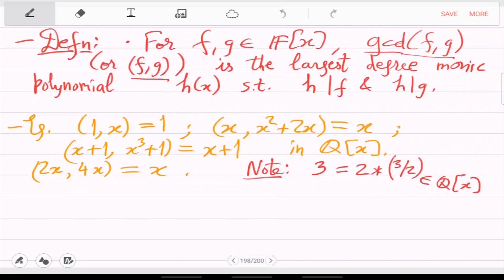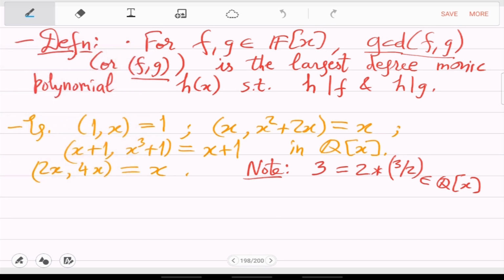Okay, so we saw here that for GCD we have to talk about monic also, otherwise there will be infinitely many GCDs. For 2x and 4x, there are many GCDs, but the monic one is unique. So that is GCD x.